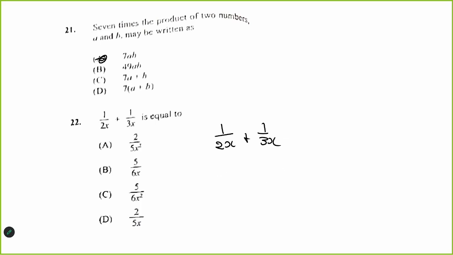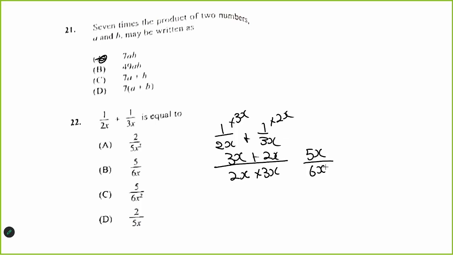It would be over 2x multiplied by 3x. 2x into 2x multiplied by 3x is 3x. 3x into 2x multiplied by 3x is 2x. So you will get 3x plus 2x, that's 5x over 6x squared.